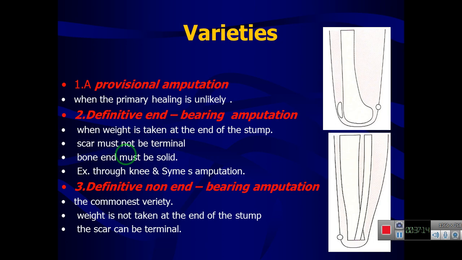The second type is definitive end-bearing amputation, which is performed when the weight is to be taken through the end of the stump. Therefore, the scar must not be terminal and the bone must not be hollow, it should be solid.